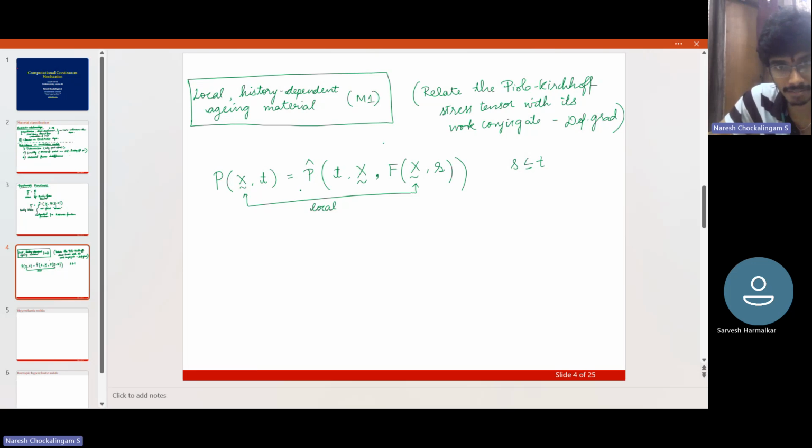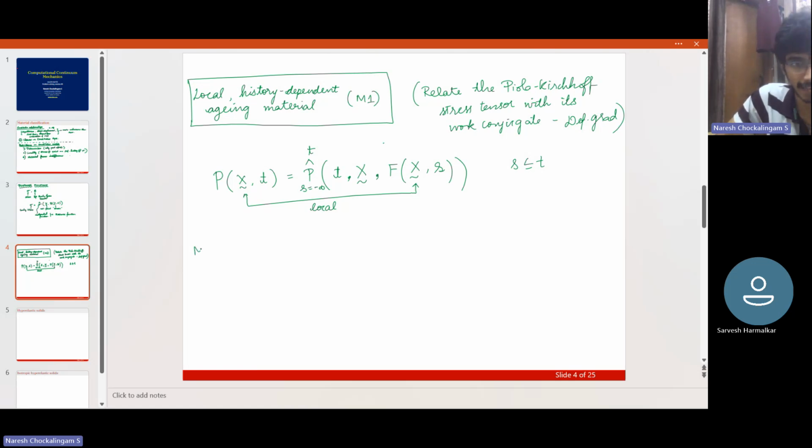So this response function actually takes in the entire time history from s equal to say minus infinity, which is very far in the past, up to the current time instant t. So this is the notation. So P cap represents the response function. It takes in the time, the current time, the current material point location, and it takes the entire deformation history from s equal to minus infinity, which is very far back in the past, all the way up to the current time t. So this is a local history dependent aging material M1.